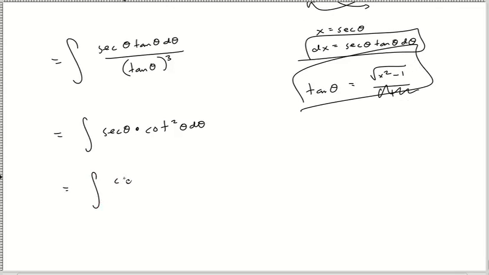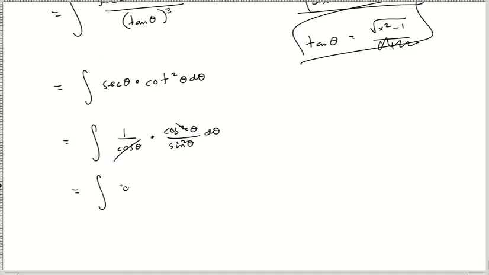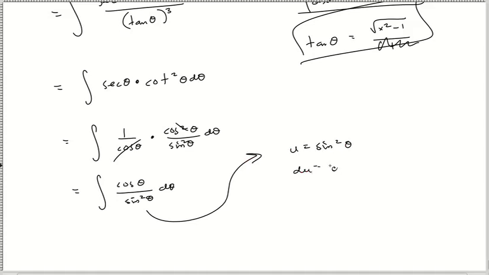Rewriting this, what I actually get is a cosine. No, I'm sorry. Let me start over. It's 1 over cosine. And this guy is a cosine squared over sine squared. One of these will cancel. So now I've got my cosine theta divided by sine squared theta, and then d theta. I'm going to do a u sub. U is equal to sine squared theta. Du is equal to 2 sine of theta times cosine theta, d theta.